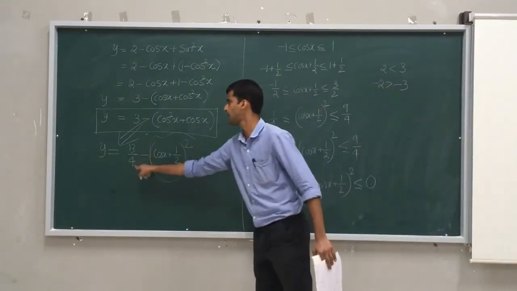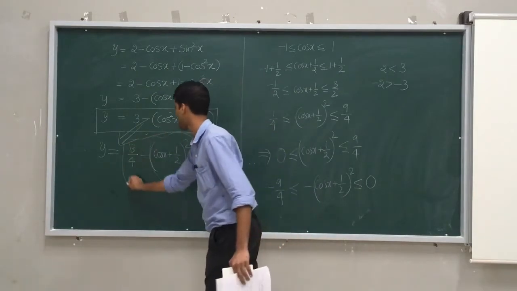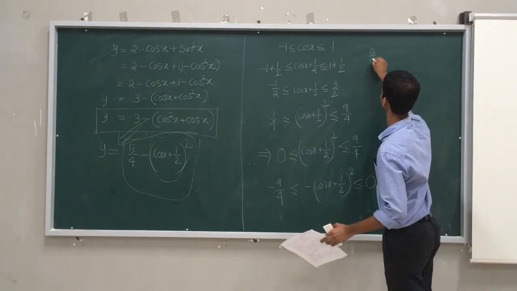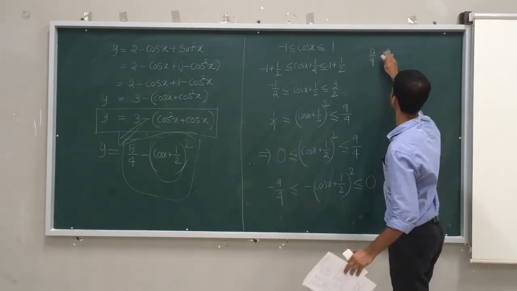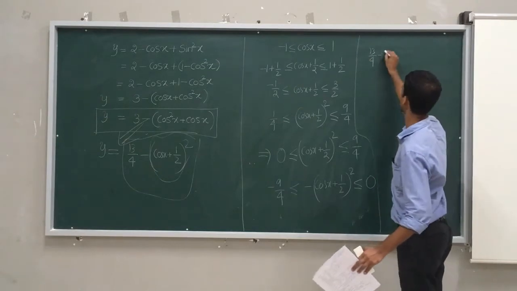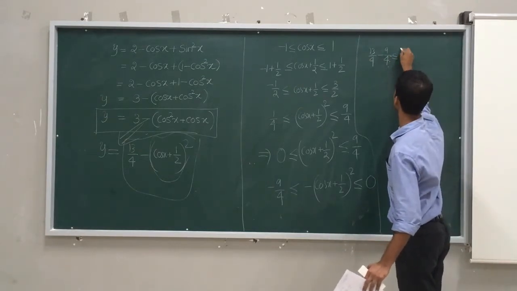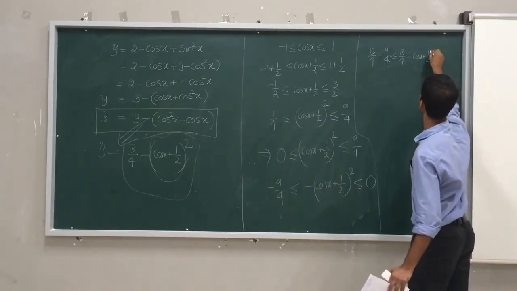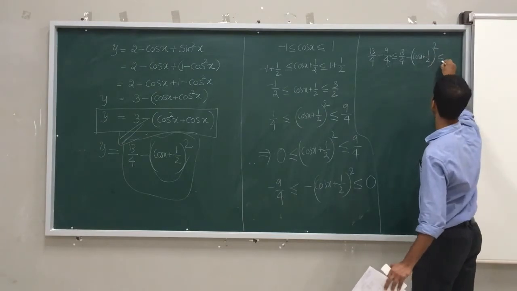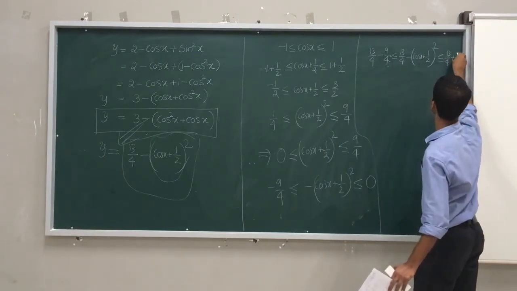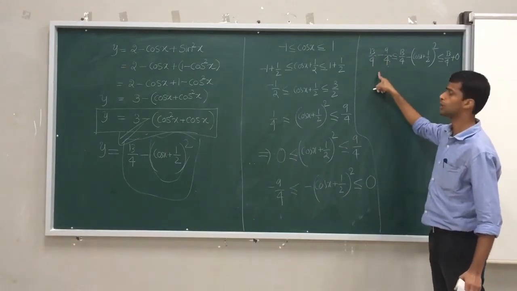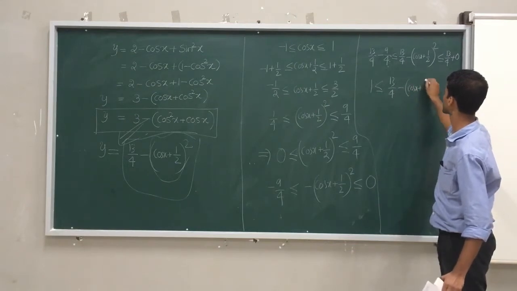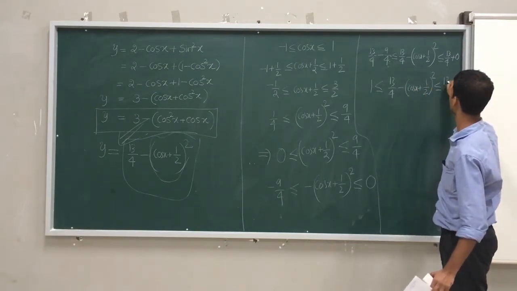Now I will add 13 by 4 because I have 13 by 4 in this expression. So what will happen when you add 13 by 4? It becomes 13 by 4 minus 9 by 4 less than or equal to 13 by 4 minus cos x plus 1 by 2 the whole square less than or equal to 13 by 4 plus 0. 13 minus 9 is 4, and 4 by 4 is 1. So 1 is less than or equal to 13 by 4 minus cos x plus 1 by 2 the whole square, less than or equal to 13 by 4.